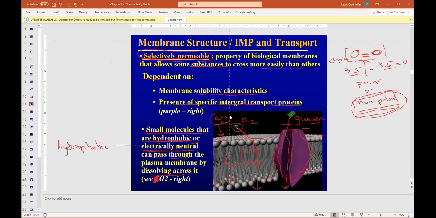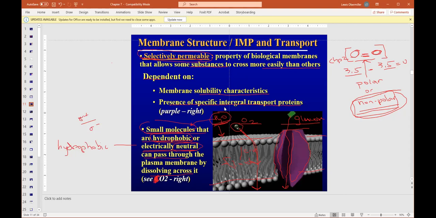Whereas water, does water fit into this category? No. So water's small. I'd say it's a small molecule. It's only 3 atoms. But water is not hydrophobic. Water likes itself, so it's hydrophilic. It is also not electrically neutral. Remember, it has those sigma charges on it, those sigma positive and sigma negative. So water cannot pass through the membrane without a channel.